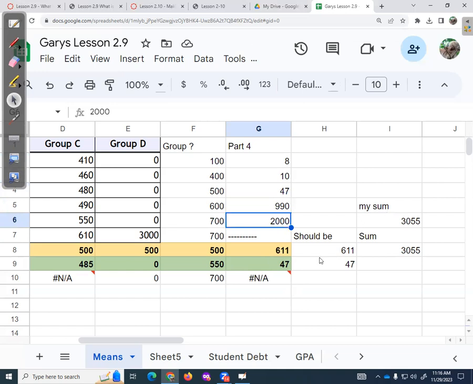But the keys are, if I want the mean to be 611, that means the sum total of all the numbers has to be 3,055. And I know 47 has got to be the middle number. And then I can use that to just mess around and come up with other numbers.